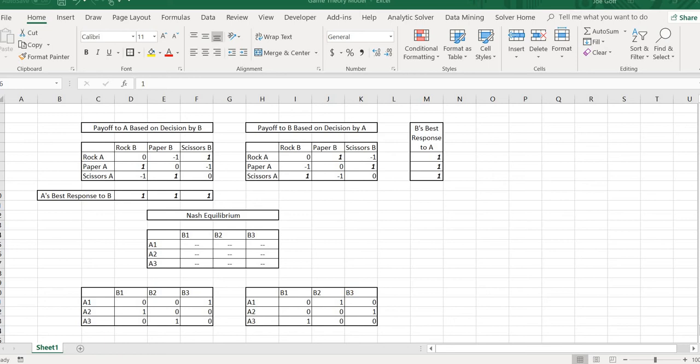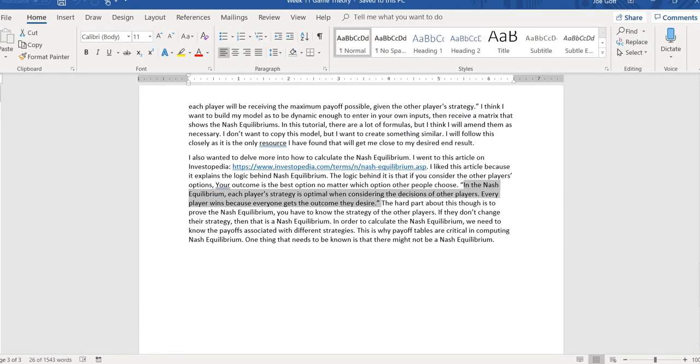Alright, this is my Nash equilibrium calculator. It's used in game theory. The Nash equilibrium, real quick, I'm going to go over to my week 11 discussion board post for my research project. I've been learning a lot more about game theory and how it works.